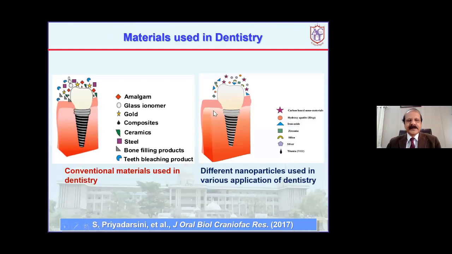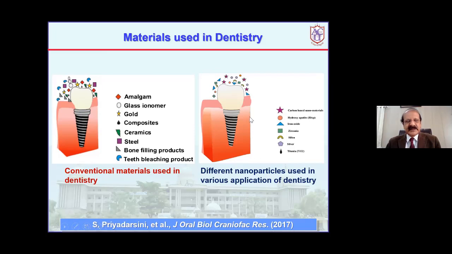Now let us see what all the common materials used in dentistry. The conventional materials, all of you are very familiar. Amalgam is the most common one used even today. Then glass ionomer, gold, composites, ceramics, a variety of ceramics, zirconia maybe, and steel, bone filling products, and teeth bleaching products. These images are all shown here, these icons.